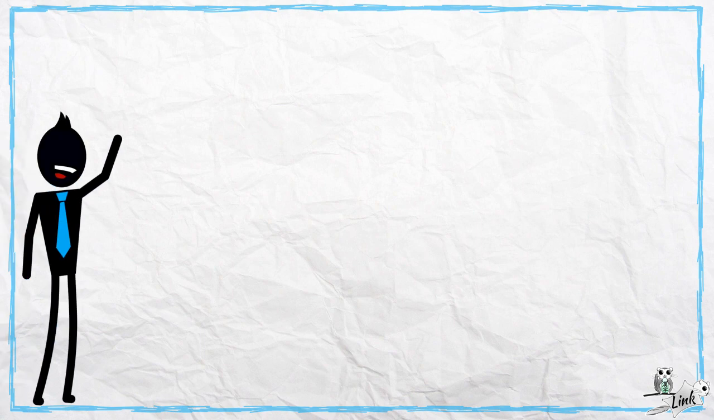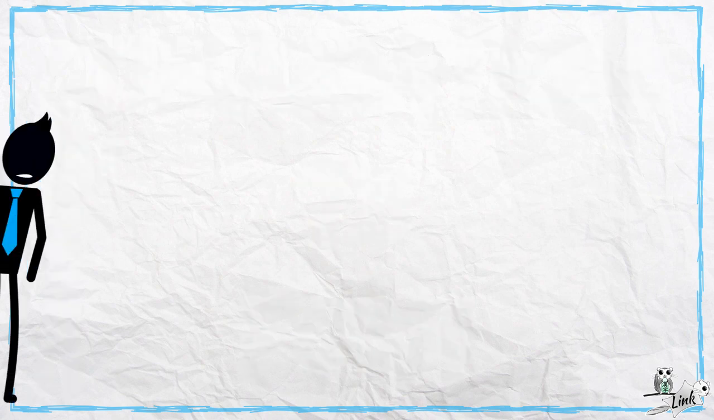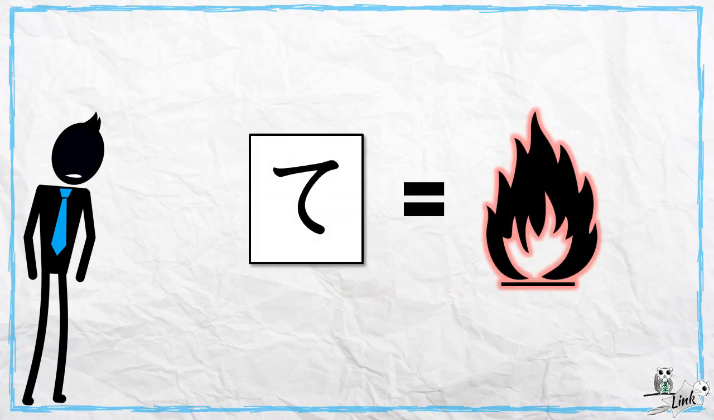In this video, I would like to explain how to make the te form of verbs in Japanese. I have to warn you first, the te form is one of the biggest challenges of the beginner level. First, because its conjugation is much more complicated than the forms like mas form. But the goal of this video is to help you memorize the conjugation, so take it easy.